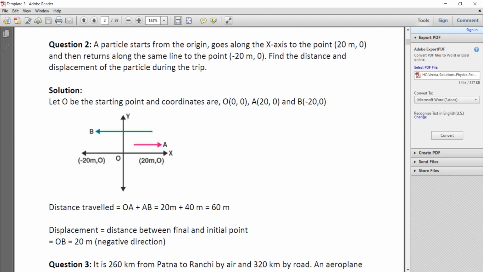Solution. Let O be the starting point with coordinates (0, 0), A (20, 0) be the point to which the particle first travels, and B (-20, 0) be the final point. The distance traveled by the particle is the sum of OA and AB, which equals 20 m plus 40 m equals 60 m. The displacement of the particle is the distance between the final and initial point, which is OB equals 20 m in the negative direction, since the particle ends up 20 m to the left of the origin.